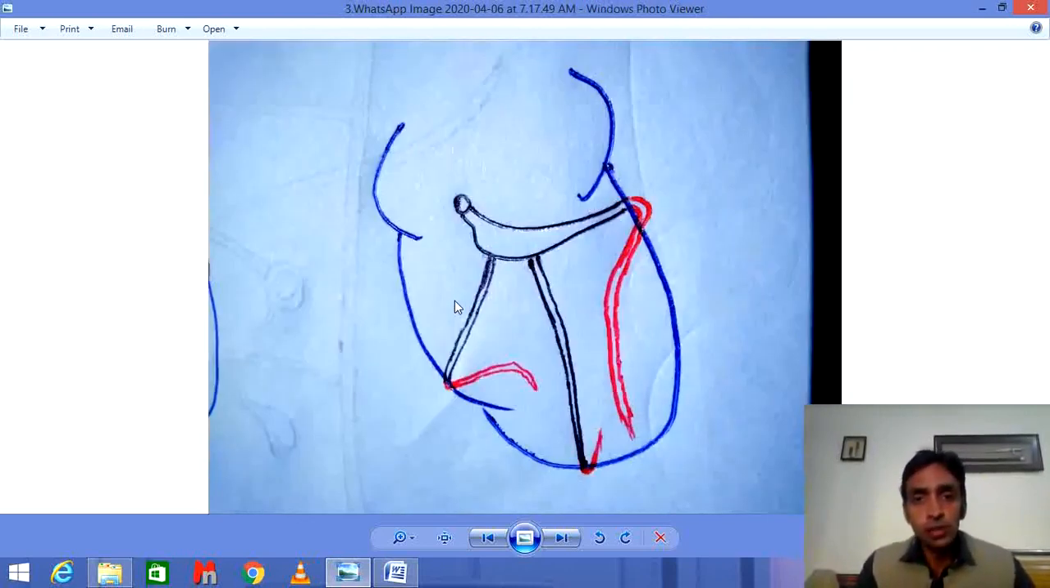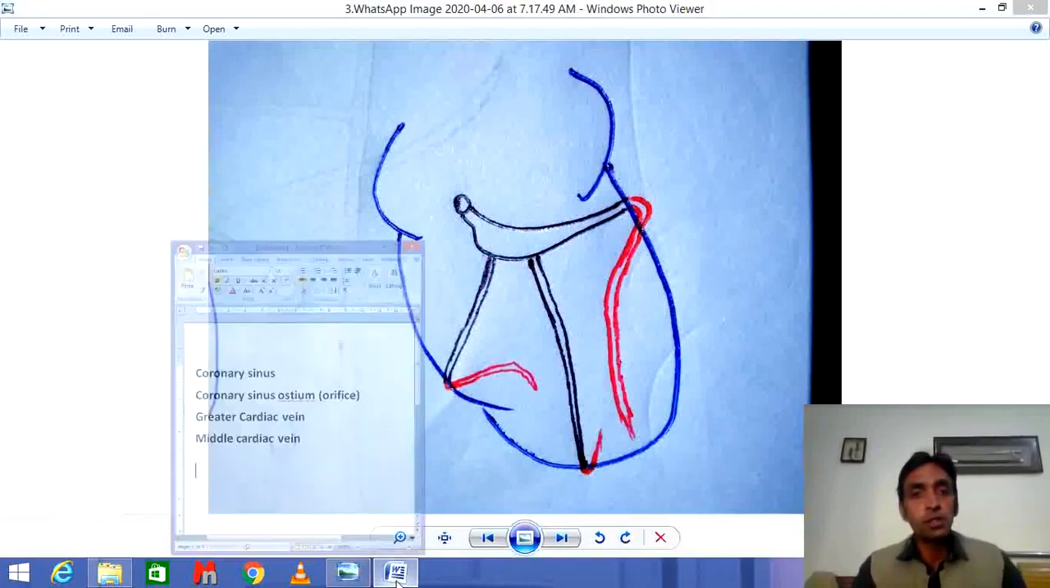Now going toward the third one, this is coronary sinus, this is greater cardiac vein, and this is the middle cardiac vein. And now this represents the blood vessel which arises from the coronary sinus posteriorly. Once again, this arises from the coronary sinus posteriorly and goes eventually on the anterior side. The red color represents the anterior side. So this blood vessel is called smaller cardiac vein.